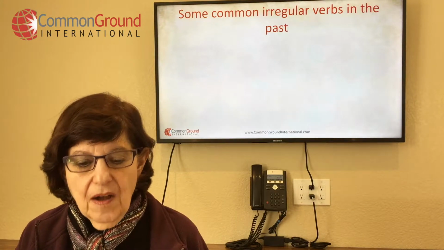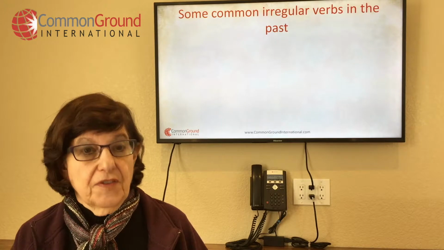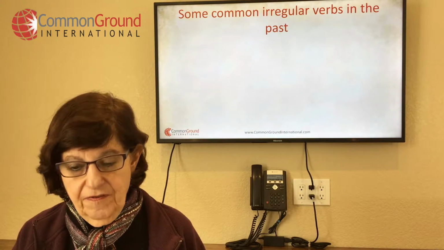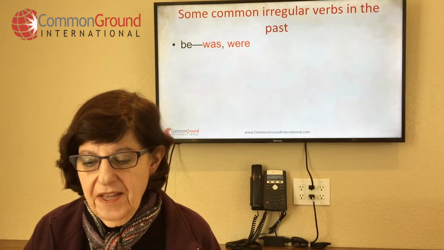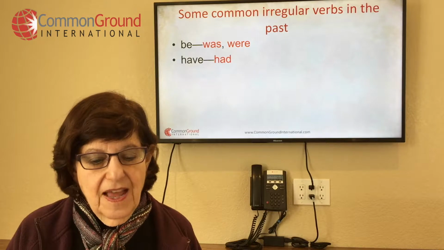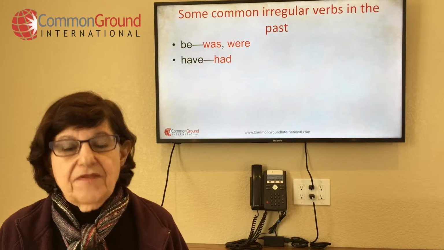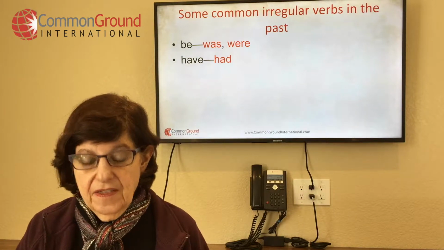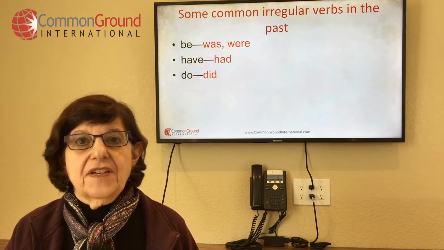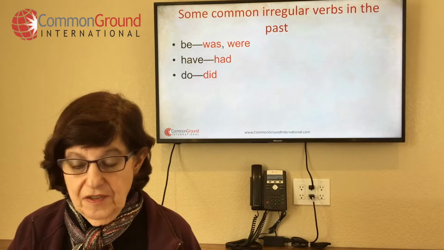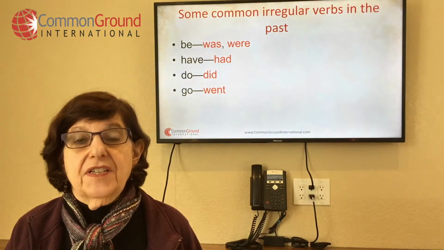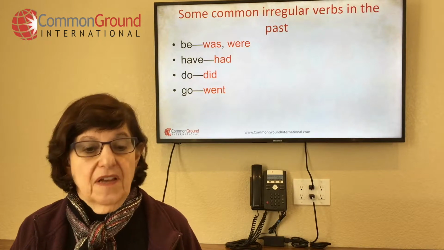We're going to talk about some common irregular verbs in the past. I'll give you the verb, the base form, and then what the irregular verb is. We've talked about be already, were and was. We're going to talk about the 4 irregular verbs in the present. Have is had. Every day I have coffee. Yesterday I had coffee. Do is did. Every day I do my homework. Yesterday I did my homework. Go is went. Every day I go to work. Yesterday I went to work.